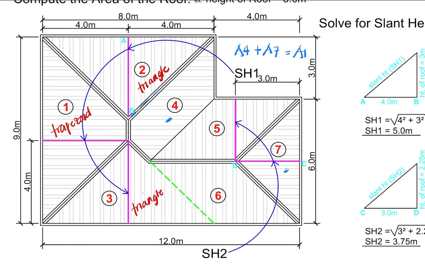Okay, so you have this form, plus this small triangle, which is just equal to area 1, which is a trapezoid. So you don't have to solve for area 4 and area 7, since for area 1, you already have the trapezoidal area. Okay? And then for area 5, that is a rhombus.